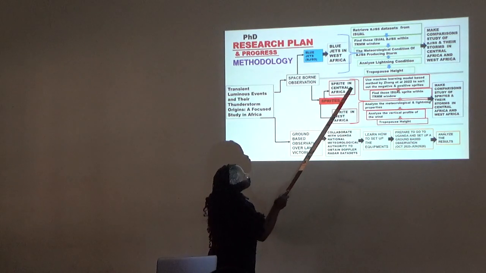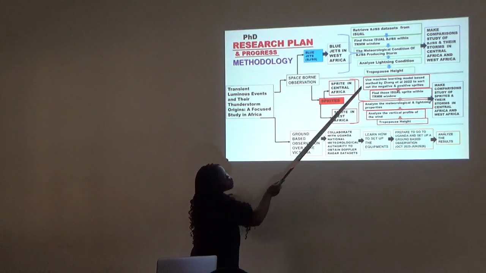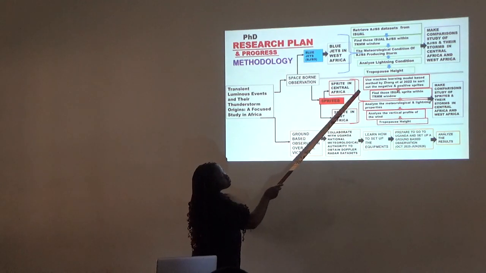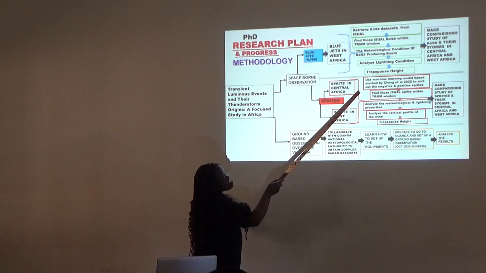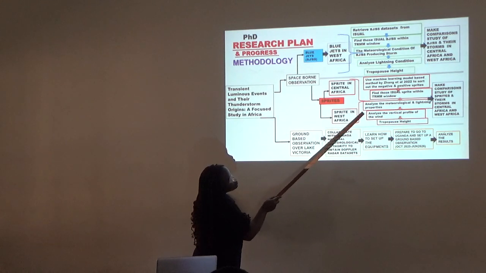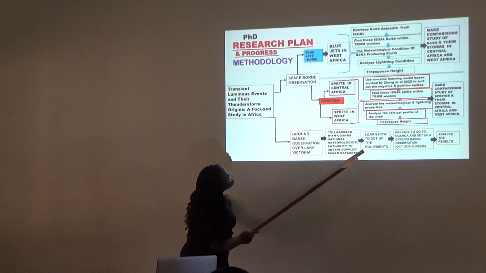Then for sprites, we use other people's work to compare, and use other people's models to sort out the negative and positive sprites. After that, we find the ISS data and analyze the meteorological conditions and the vertical profile of the wind. This one I've not yet done.